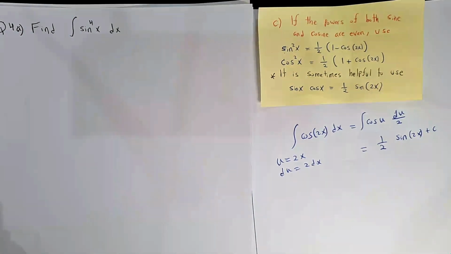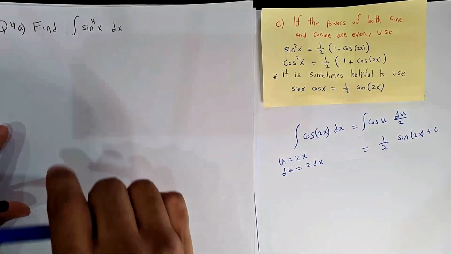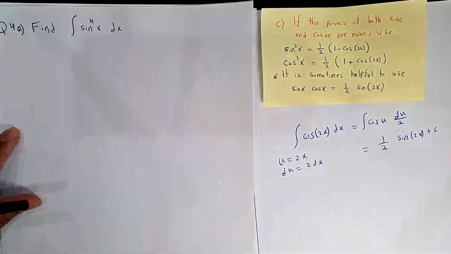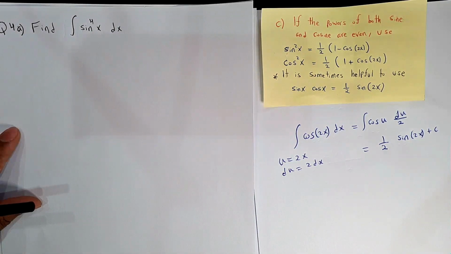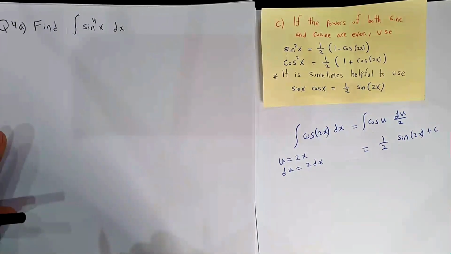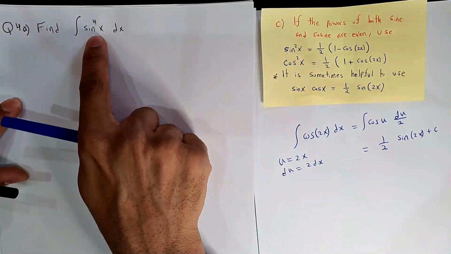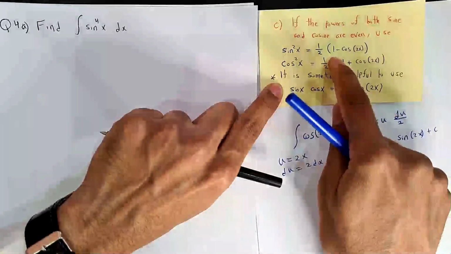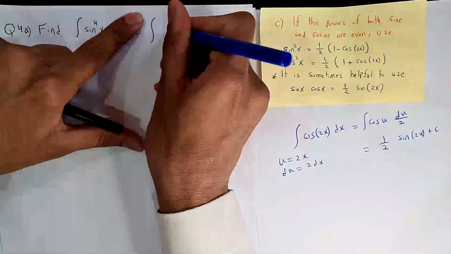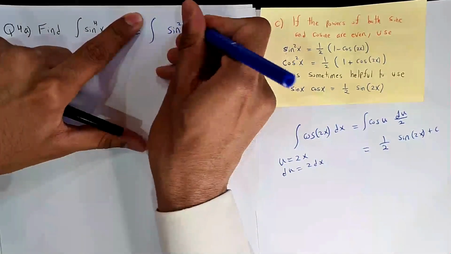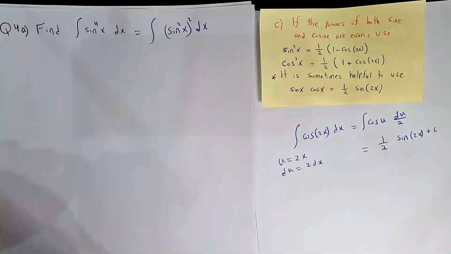Now let us see one more question for this part. He said integrate sine to the power 4 of x dx. Here I have a quick note. This question is an example from the textbook and it came in some old exams. What is the power of sine here? It is even. So let us follow the strategy. Just use this here. Let me write this as (sine square x) all squared dx.